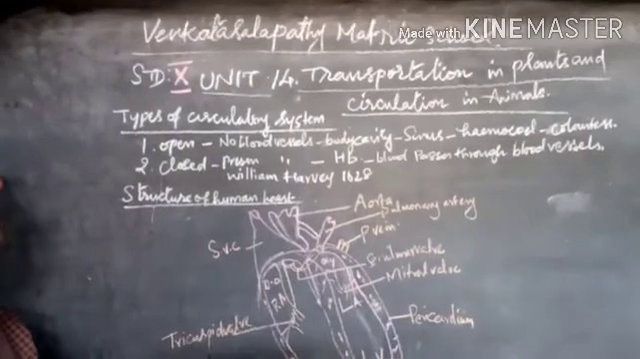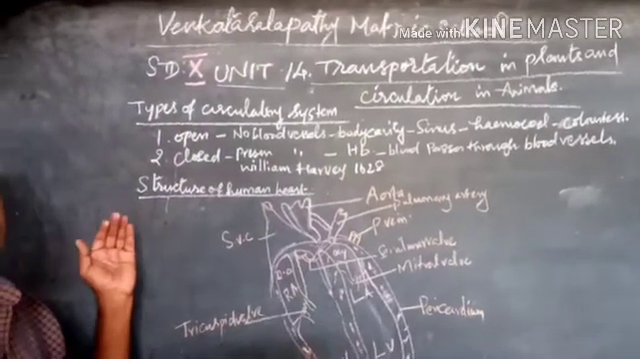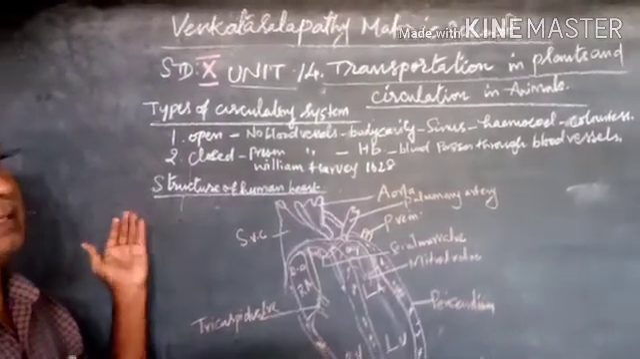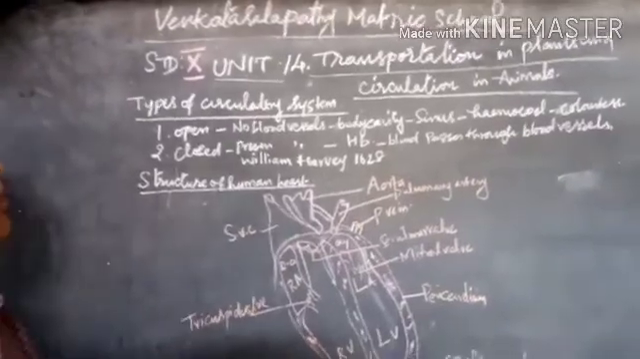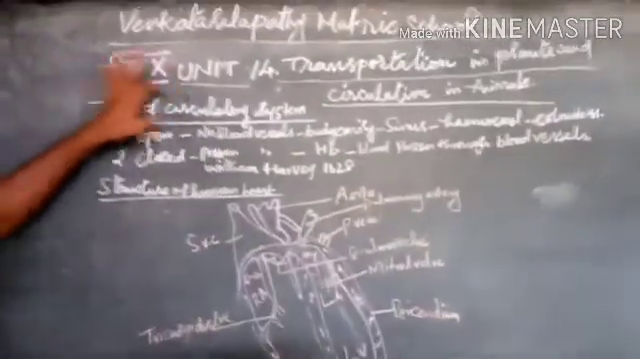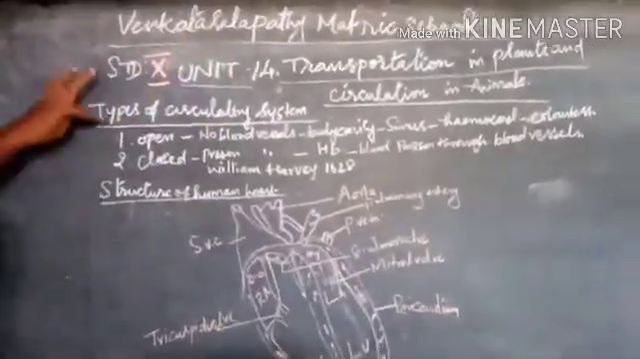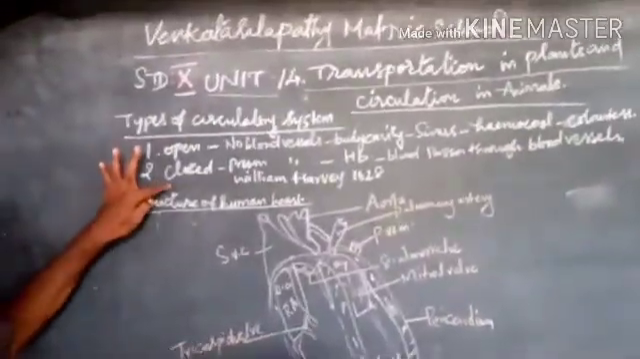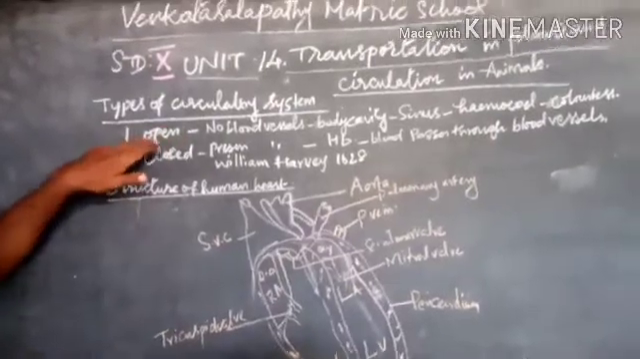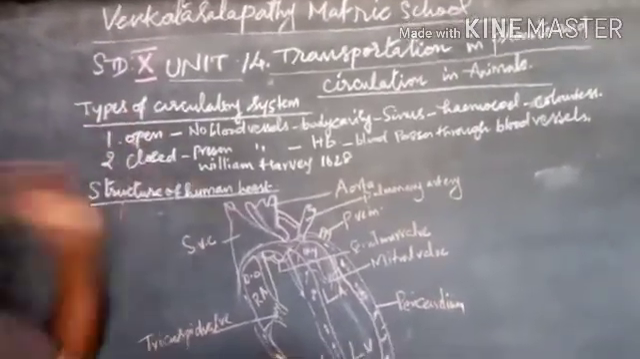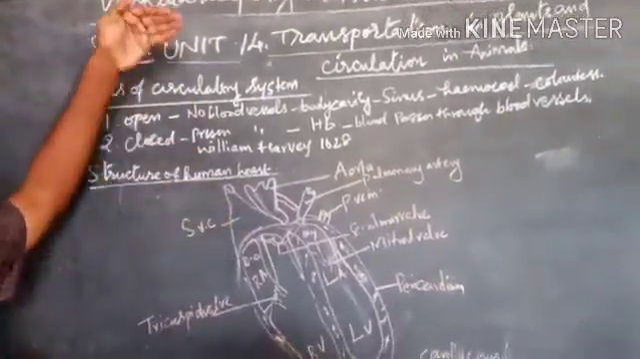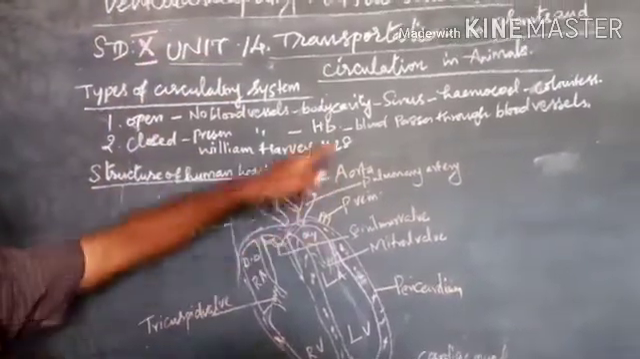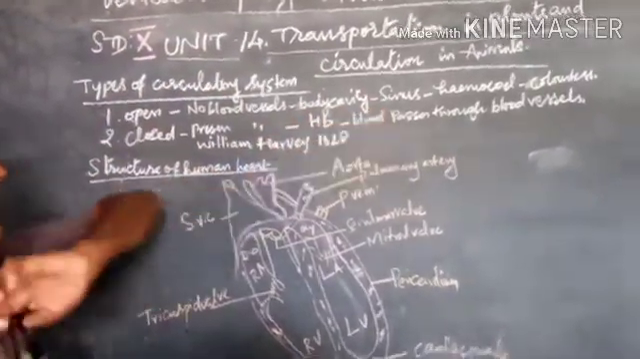Students, last class we saw about the blood vessels, then blood cells and blood vessels. Now we are going to see the types of circulatory system. The types of circulatory system include open type and closed type. Open type means there are no blood vessels and no blood pigment. Simply, the blood flows through the body cavity, which is called a sinus.